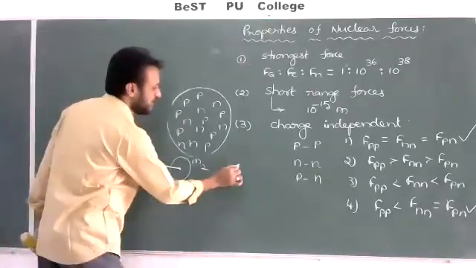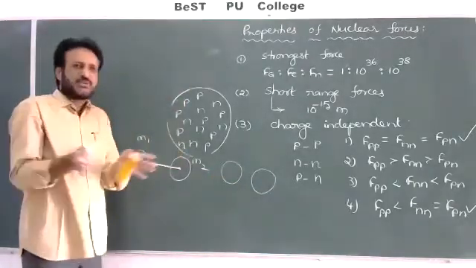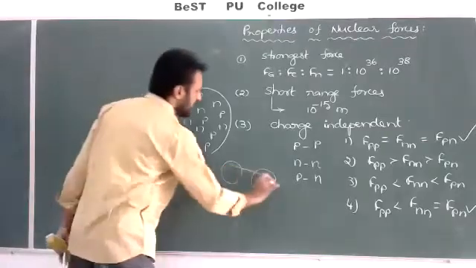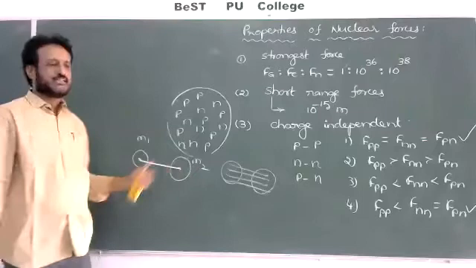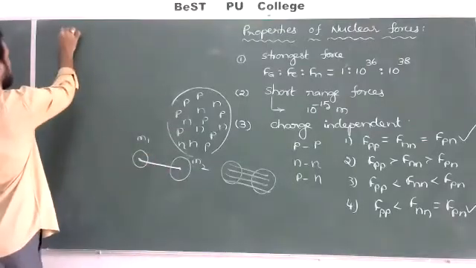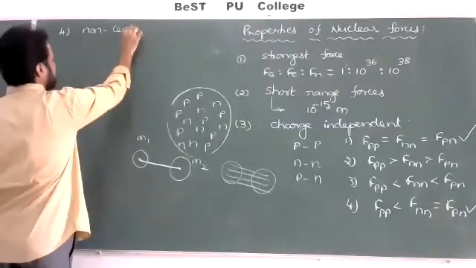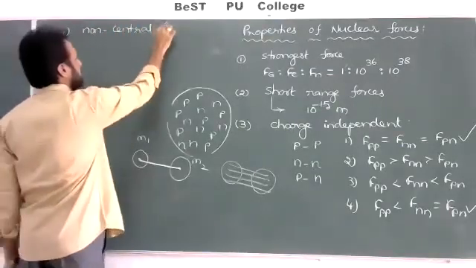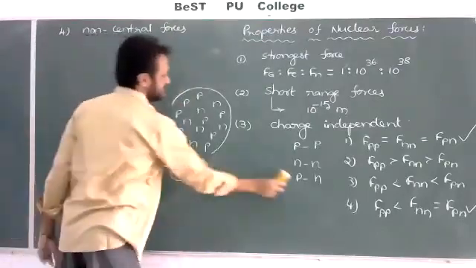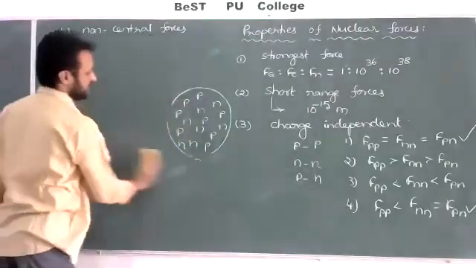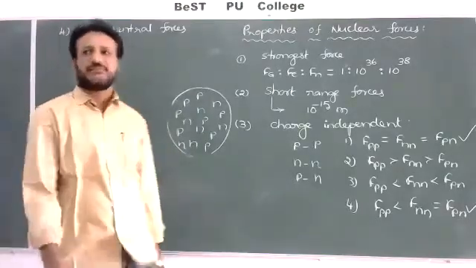For example, this is one nucleus and this is a second nucleus. If you keep both very close, among all the nucleons the nuclear forces act like this. That's why, as the fourth point, we can say nuclear forces are non-central forces.